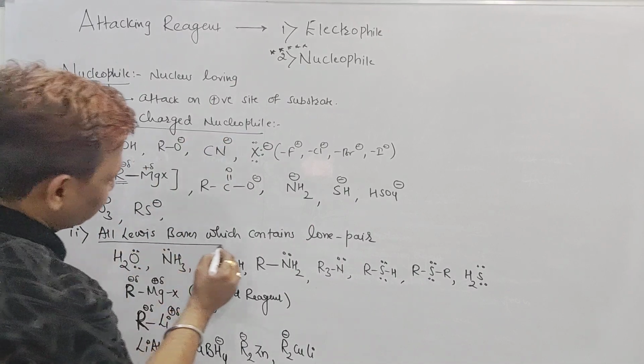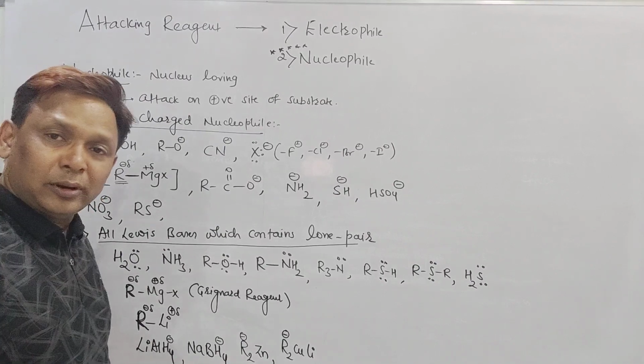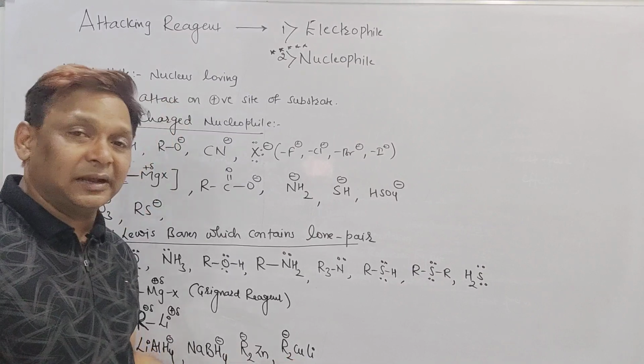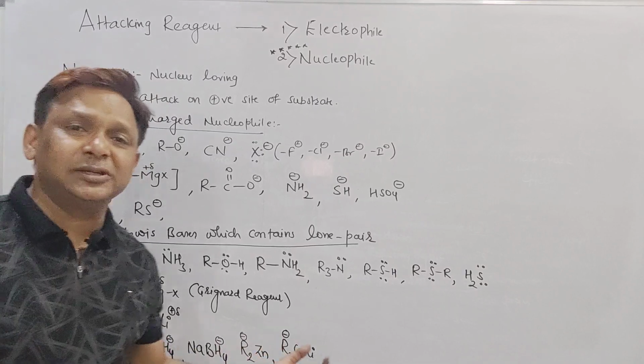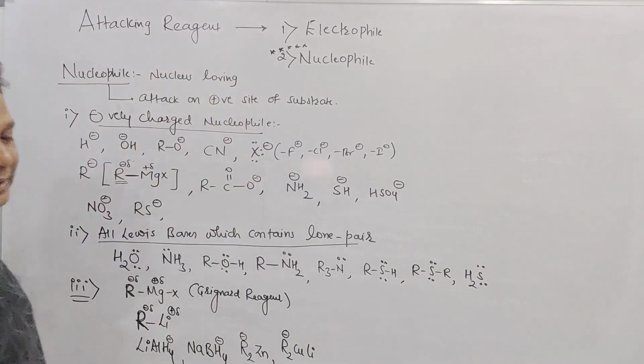Second one, all Lewis bases which contain a lone pair act as a nucleophile. And third one, these are the reagents: Grignard reagent, alkyl lithium, lithium aluminum hydride, sodium borohydride, dialkyl zinc, dialkyl copper lithium, which we use in the Corey-House synthesis. They all have a tendency to provide R negative, which acts as a nucleophile.